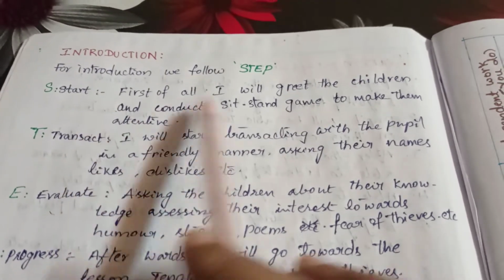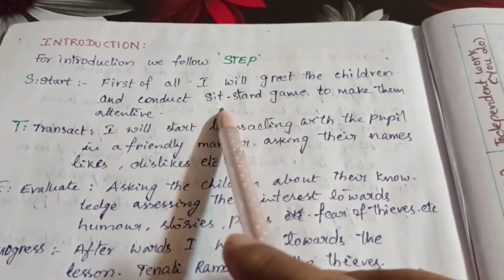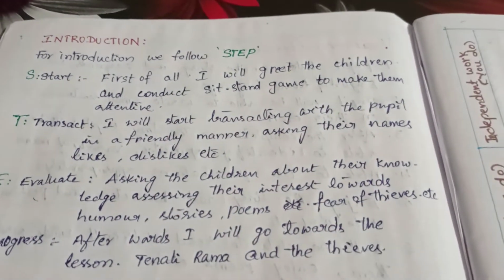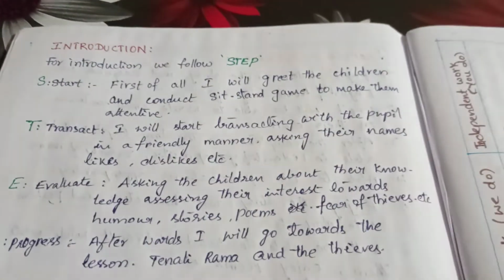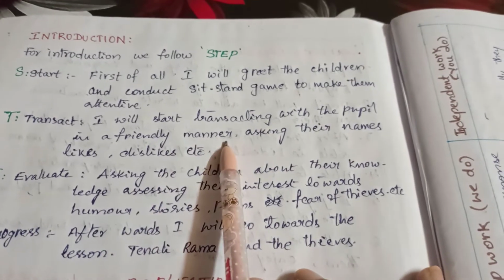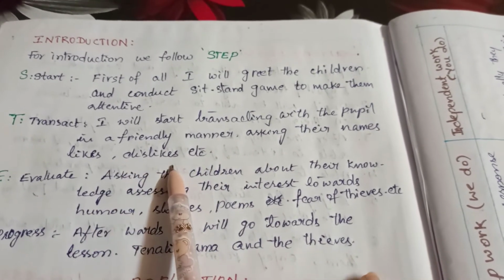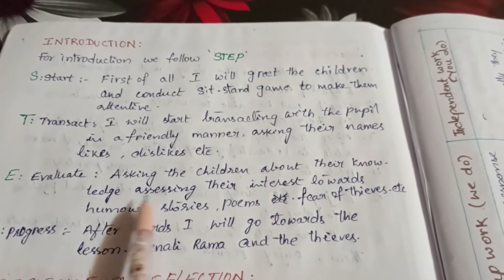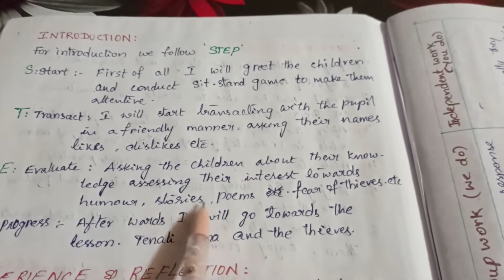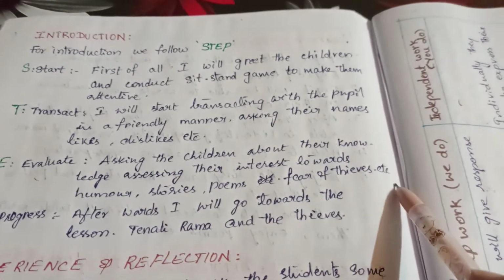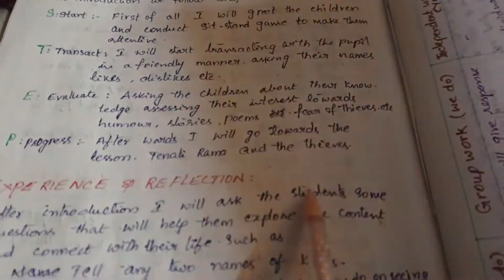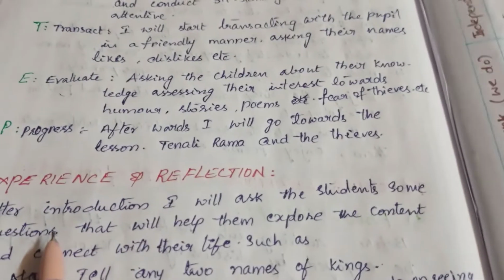First of all, we should start. I will greet the children and conduct a sit-stand game to make them attentive. And we can also start with rhymes, poems, etc. Then transact. I will start transacting with the pupils in a friendly manner, asking their names, their likes and dislikes, etc. Then evaluate, asking the children about their knowledge, assessing their interest towards humor, stories, poems, fear of thieves, etc. And then progress. Afterwards, I will go towards the lesson, Tenali Rama and the Thieves.